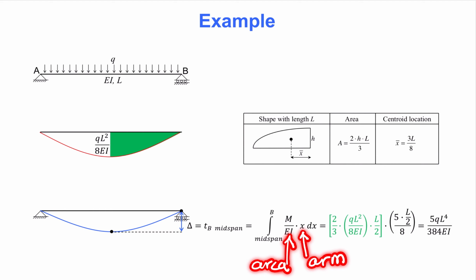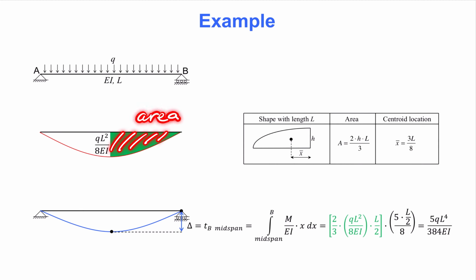It is via that interpretation that we calculate the tangential deviation as the area of the curvature diagram between midspan and point B multiplied by the distance from B to the centroid of that area. That area is marked with the green color in the curvature diagram shown on this slide. Because the maximum moment is qL²/8, the maximum curvature is qL²/8EI.